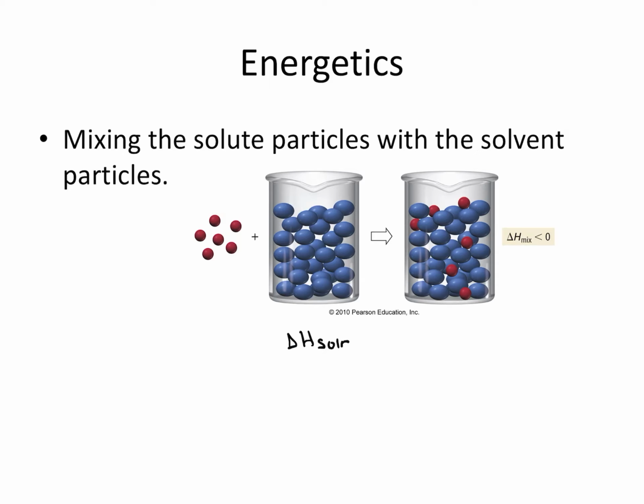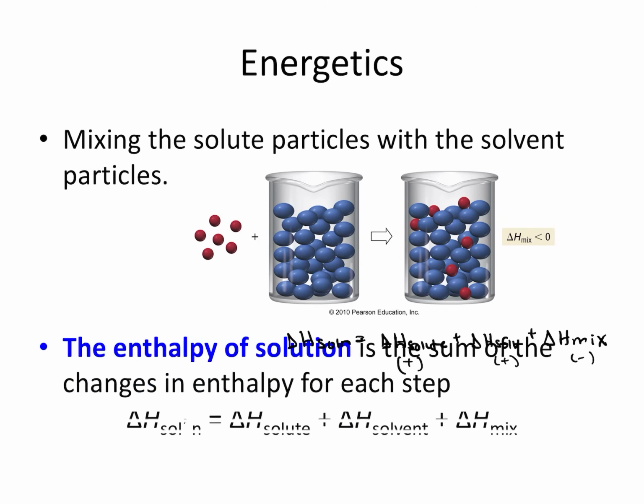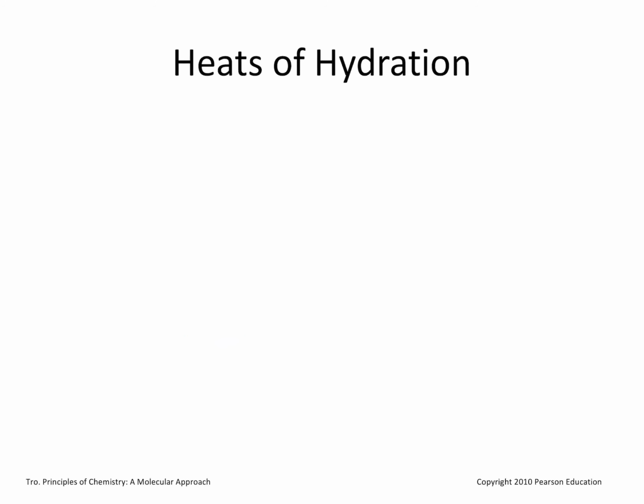Now, according to Hess's law, the overall enthalpy change upon solutions we can call enthalpy of solution. So we've seen this before. So the overall will be the heat of the solute plus the change in heat of the solvent plus the change of heat of the mixture. This is always positive, the solute interactions breaking apart. Same with the solvent. And then mixing will always be exothermic. It'll be always negative.